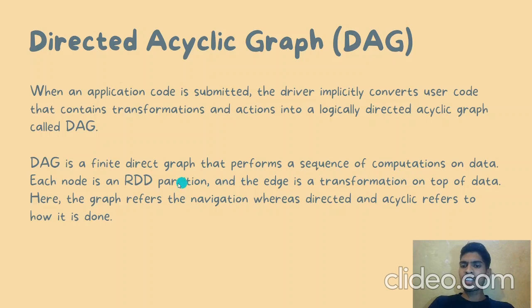Each node in the graph is an RDD partition, meaning the node in the graph is an RDD partition, and the edge is the transformation on top of the data. Here the edge also means the navigation from one node to another.